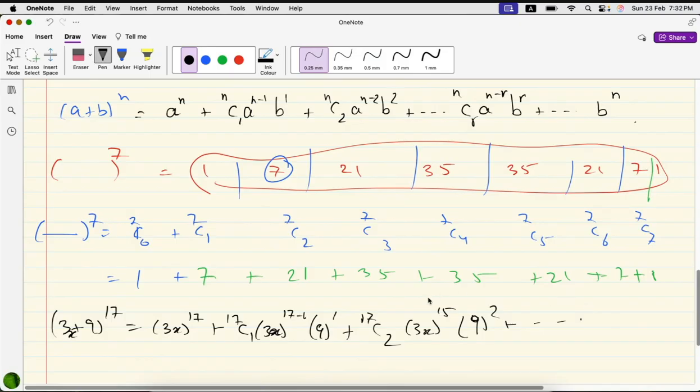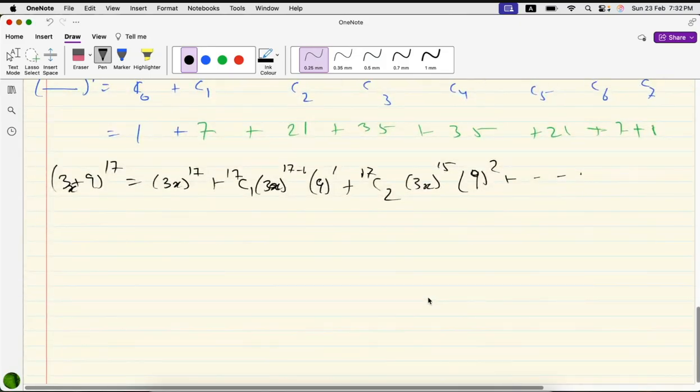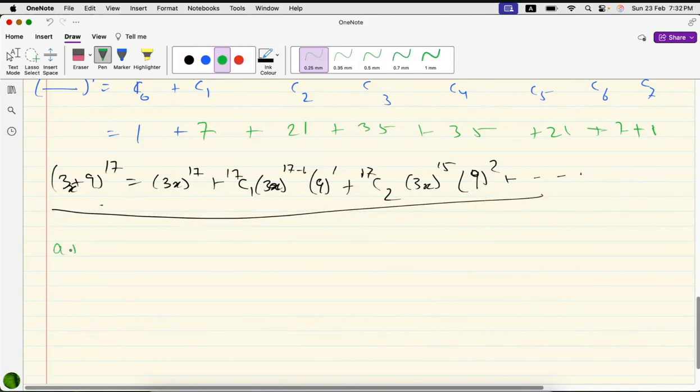Now you need to get familiar with the formula. (A + B) to the power n: write a few terms and you'll get used to it. A to the power n, then nC1 A^(n-1) B^1, nC2 A^(n-2) B^2. See, A is reducing, B is increasing. Then nC3 A^(n-3) B^3. It keeps on going. Whatever A is decreasing by, B is increasing by that value.